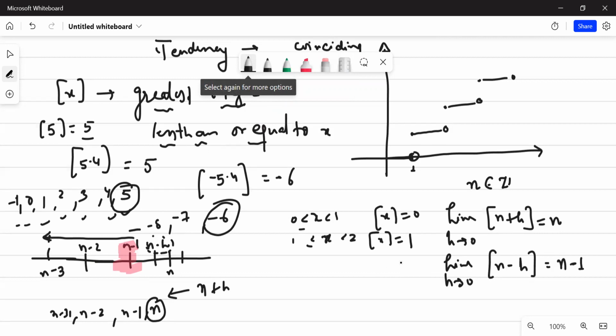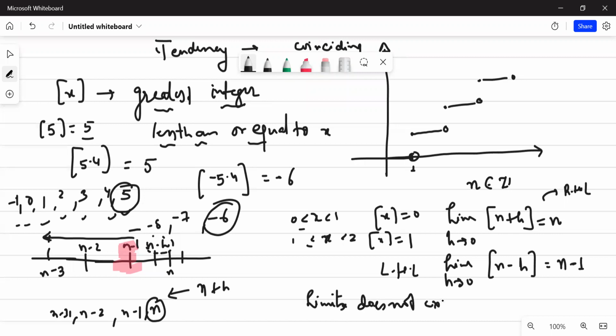Yes, sir. Okay, so this is the left hand tendency and this is the right hand tendency. You can see here that your right hand and left hand tendencies are no doubt finite, but they don't coincide. Is that clear? In such scenarios, you write that the limit does not exist. Is that clear?